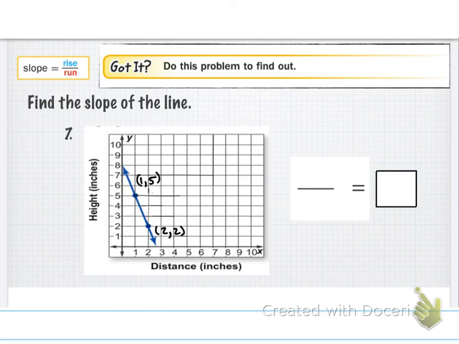All right, hopefully you paused the video and let's see what our rise is. You could have gone two ways. You could have gone up this way, 1, 2, 3, so a positive 3. And our run was negative 1 because we went to the left. So that would have been 3 over negative 1, which is also negative 3.